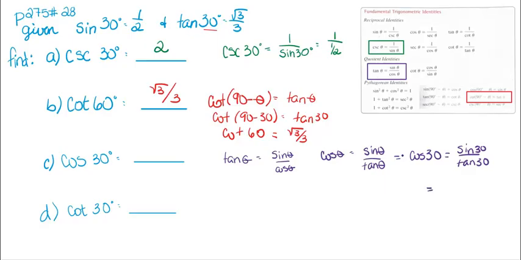So the sine of 30 degrees, they tell us, is 1/2 divided by the tangent of 30 degrees, which is the square root of 3 over 3. So that's the same thing as saying 1/2 times 3 over the square root of 3. Okay, so when we multiply that out, we get 3 over 2 square roots of 3. And when we simplify that by rationalizing the denominator, we get the square root of 3 over 2.